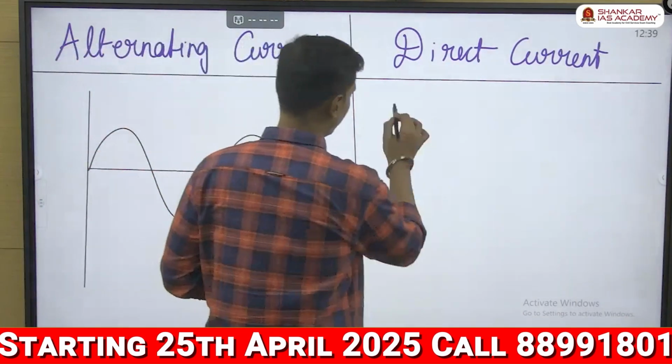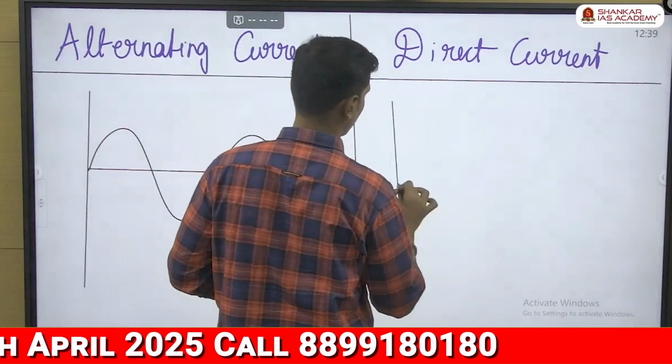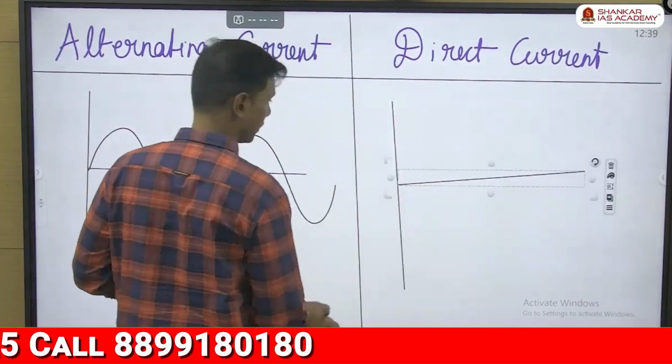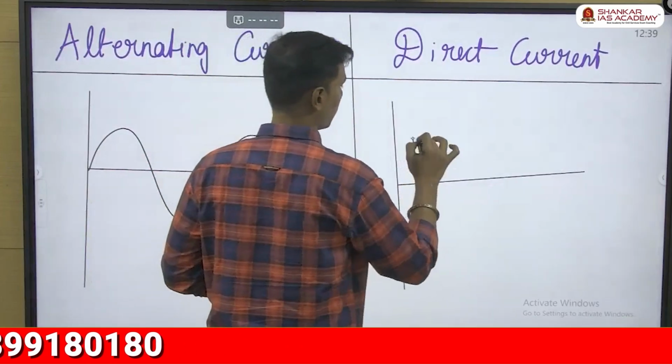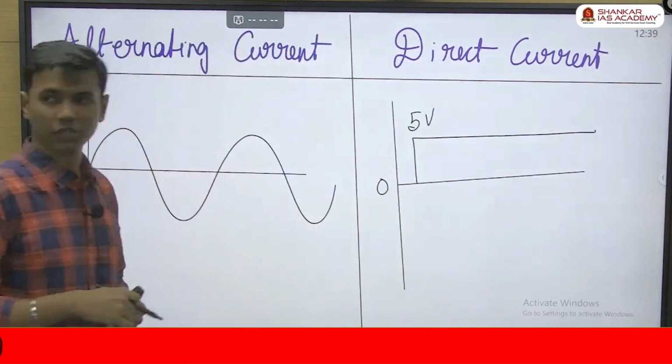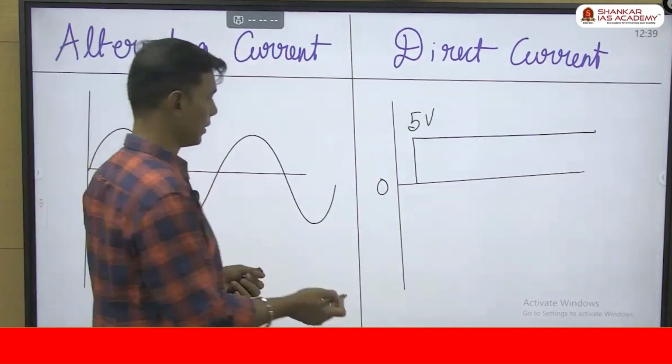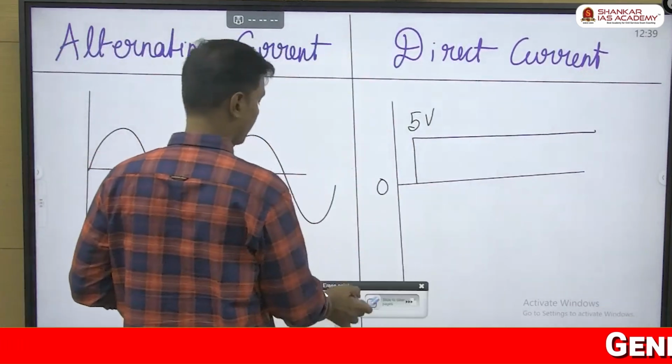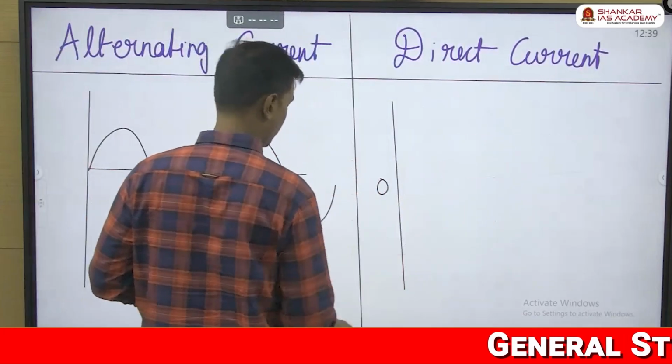Then for DC, you can write: the current is unidirectional. It is not fluctuating. Once it starts moving in a particular direction, it always moves in the same direction. So it is unidirectional.